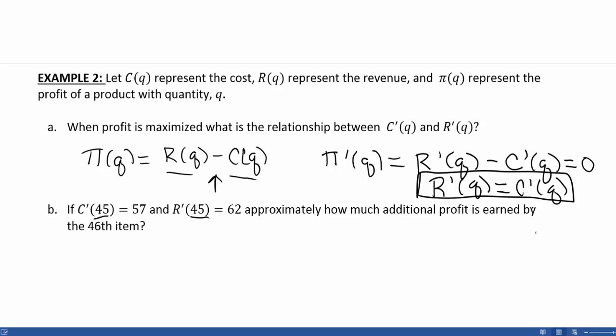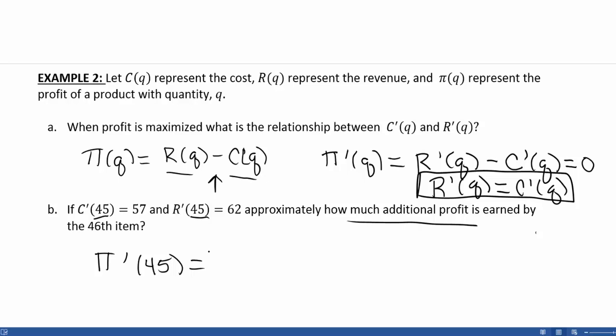So we're looking at what happens as we move from 45 items to 46 items. And so again, the additional profit is the marginal profit. So that's the rate at which the profit is changing. So we want to talk about marginal profit at 45 items, because that's going to tell me how much additional profit I make to go from 45 to 46, and therefore identifies the additional profit earned by the 46th item.